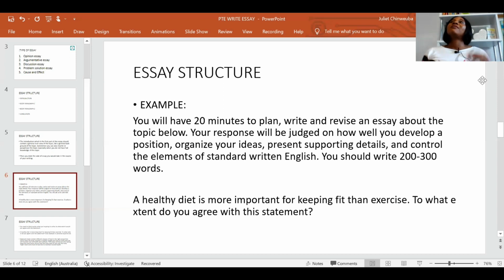Now, I said if you can develop between 50 to 70 words in the introduction, let's say you have 50 words in the introduction, it means you have about 150 to get from body paragraph 1, body paragraph 2, and even the conclusion, which is possible, right? Okay, so let's look at an example here.